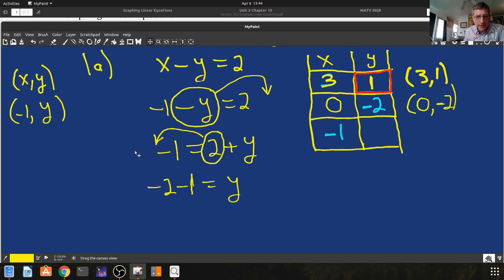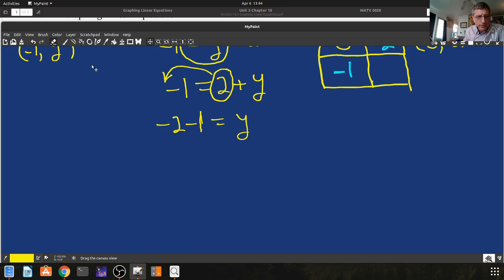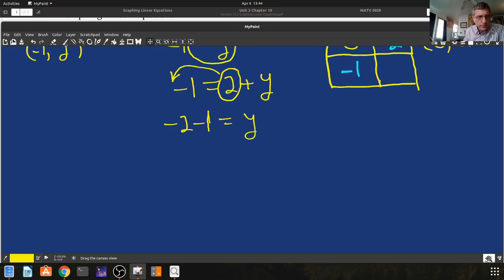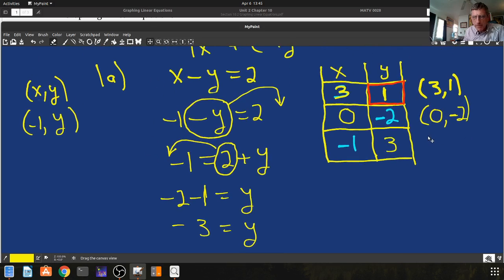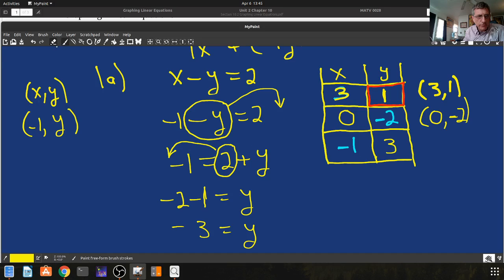So that gives me that minus 3 is equal to y. So over here I get minus 3, and I have the following 3 points. Minus 1 and minus 3. So we can actually check to see if these are all correct.